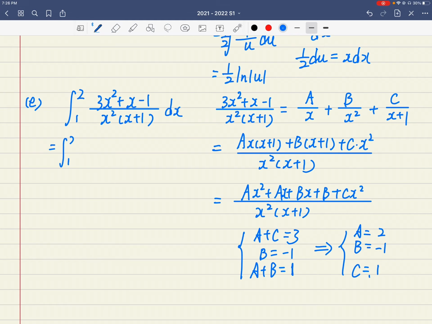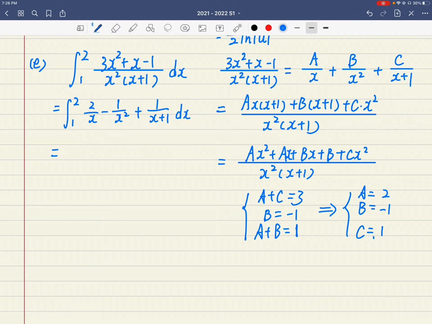Then we can write down the integration. So it is the integral of a over x plus b over x squared plus c over x plus 1 dx. And this integration is much easier, so it's 2 ln x minus, here it's 1 over x, so -1 over x, if you integrate this, it's just plus 1 over x. And then here it's just ln of x plus 1, from 1 to 2.